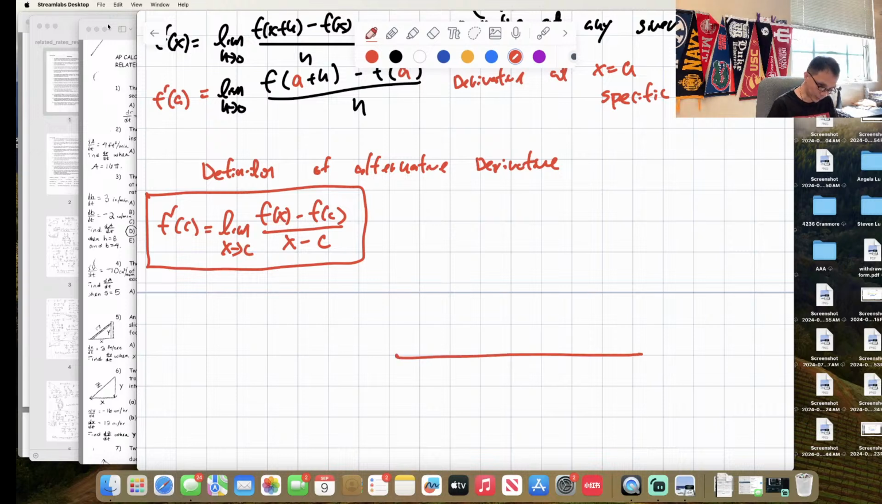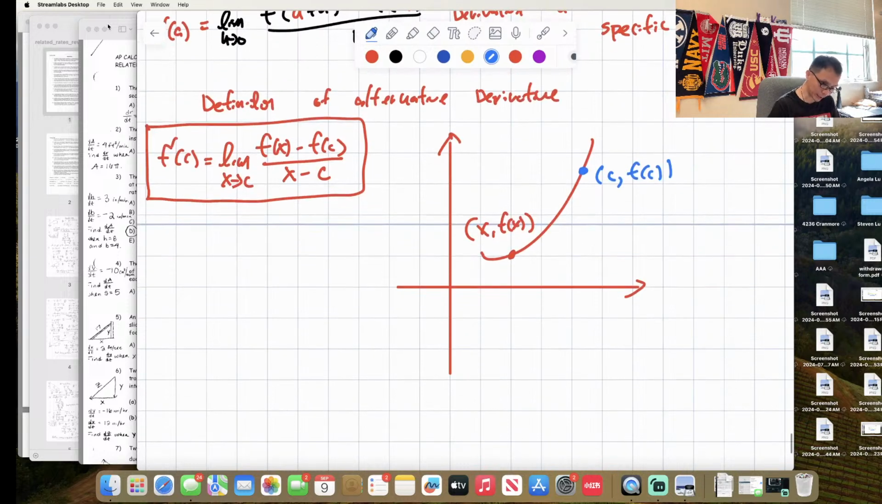But basically, this is the origin. You have some graph like this, and this is going to be x comma f of x. Is that okay? And some point here is going to be c comma f of c. So same idea: if you find the equation of the secant line, it's going to be f of x minus f of c over x minus c. And hopefully that c is going to go into here to find the equation of the tangent line.